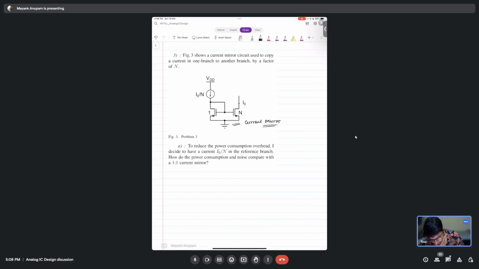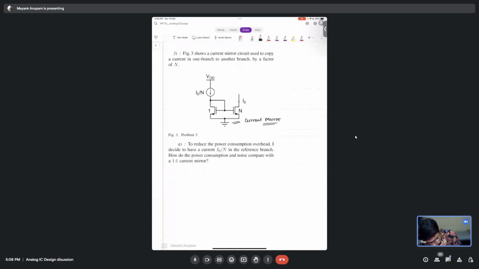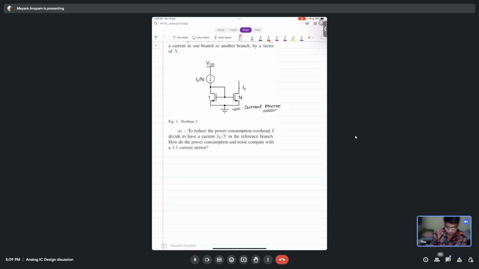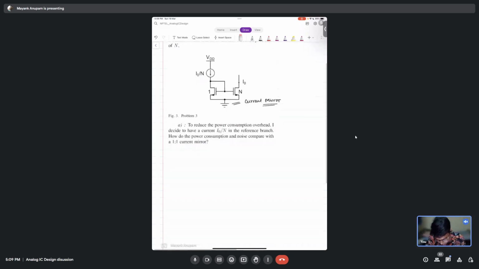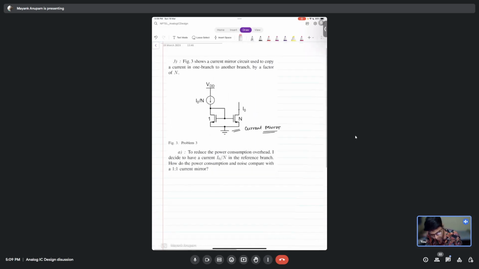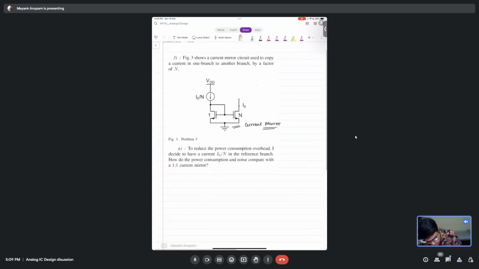Now we are simply multiplying this current. What will be the current ratio between this MOSFET and this MOSFET here? N, correct. Since the current flowing through this MOSFET is I naught by N, the current flowing through this is I naught. Yes. Correct. So this is a 1:N current mirroring. In this particular question, to reduce the power consumption overhead, you know that you can also make a 1:1 current mirror. So for a 1:1 current mirror, what will you do? You'll have to make this current source here I naught.